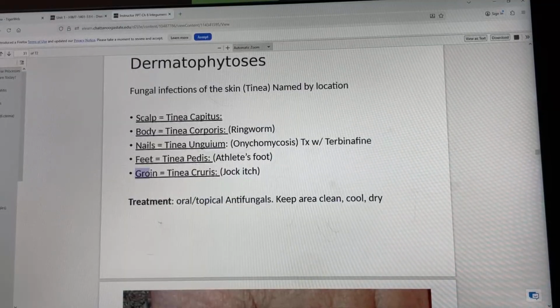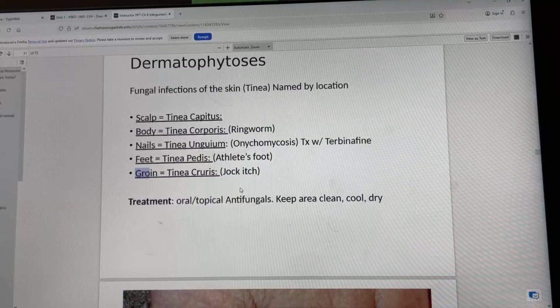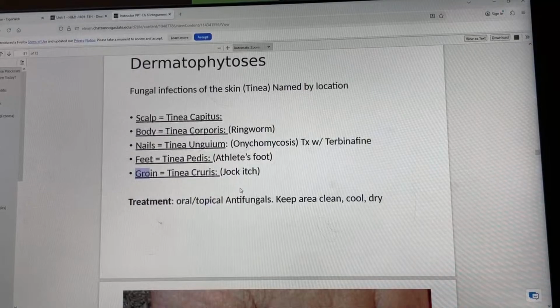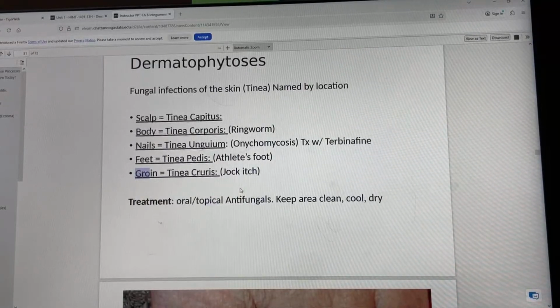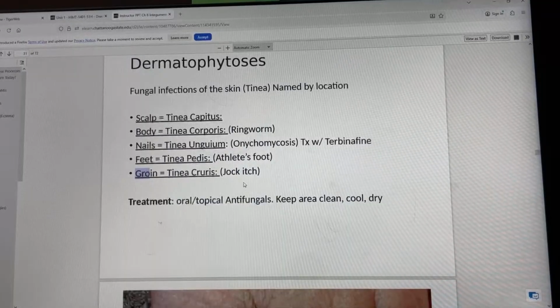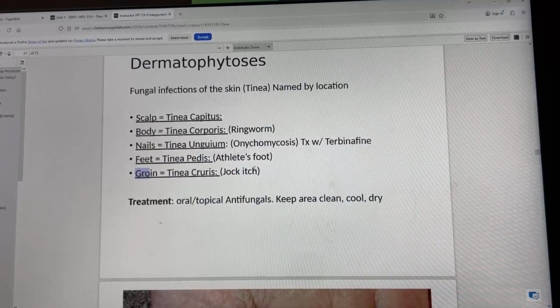And then lastly, sorry, this is gonna be more common in men too. In the groin, they have tinea cruris, which is jock itch. You ever heard of jock itch? They call it jock itch because it's mostly guys in sports because they have to wear those cups, and so it creates a lot of sweaty moisture in that area. Women don't wear cups because we don't need to, right? So it tends to happen more often in guys.